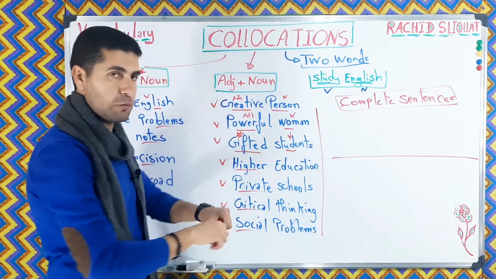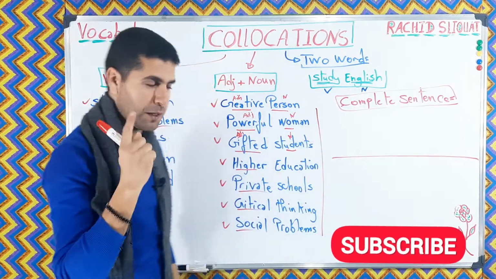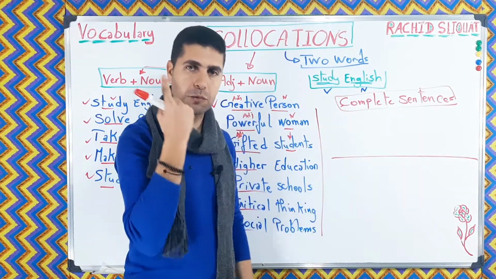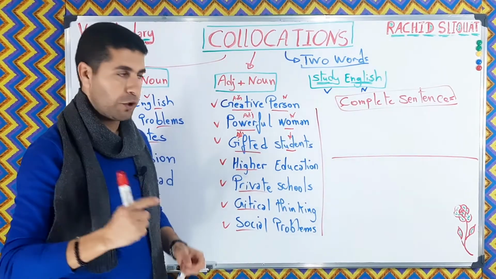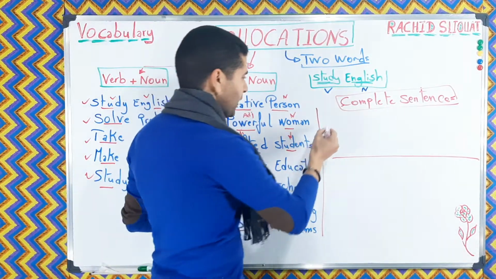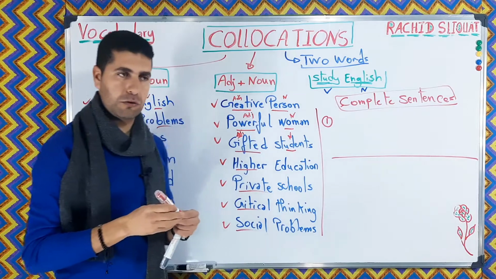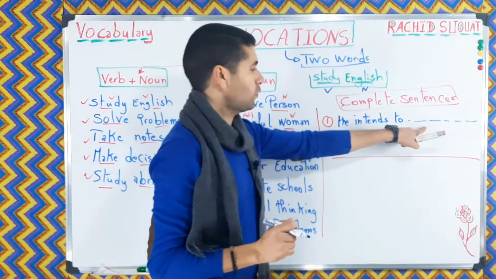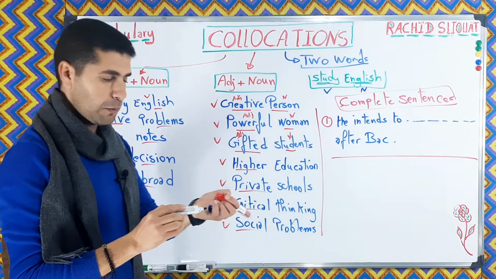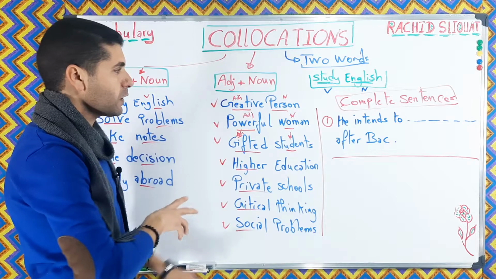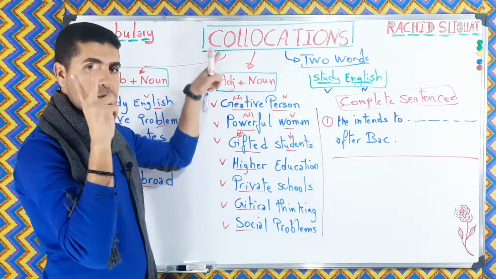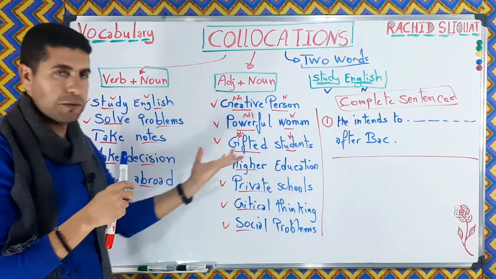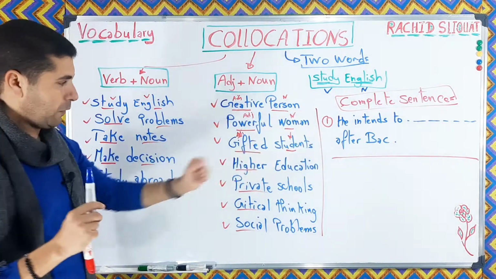So I give you a sentence and you complete it with a collocation, or you are asked to complete the sentences with one word. Okay, now we are going to see the two. For example, number one, you complete with a collocation. For instance, we can say he intends to after baccalaureate. Now here what do we have to do? We have to complete here with a collocation, with two words, either adjective plus noun or verb plus noun according to the sentence, okay?